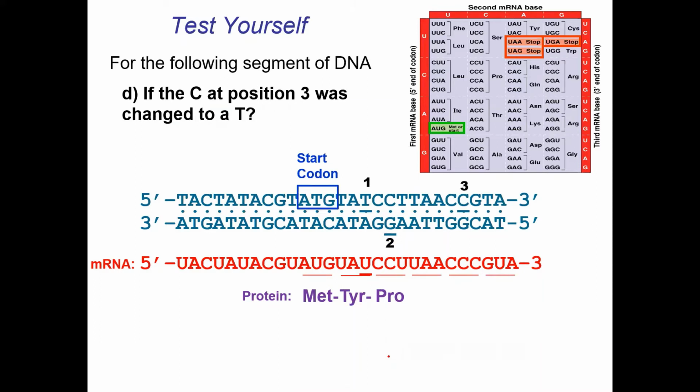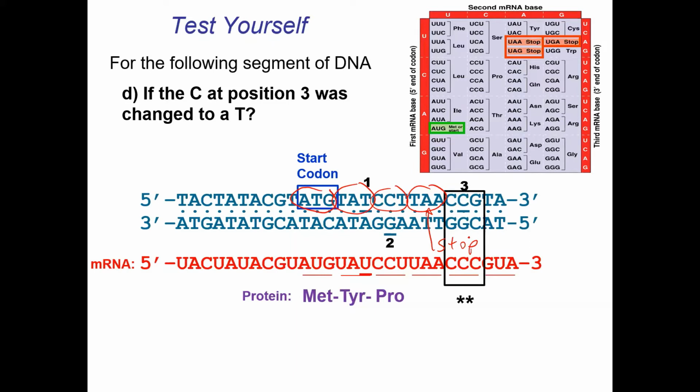Okay, and the last one says, what if the C at position 3 was changed to a T? Okay, so take a look at this. Because here's my start codon, right? And I've got these triplets. And remember that this one here is the stop codon. So my mutation is on the other side of the stop codon.